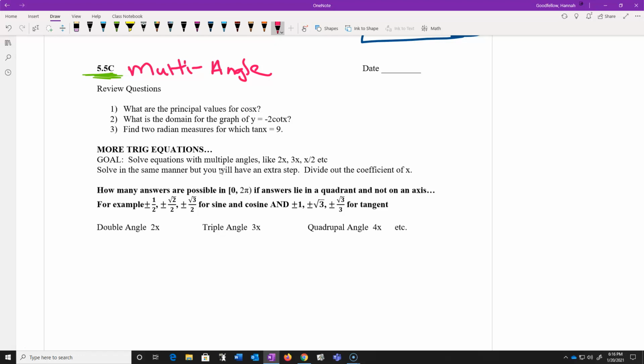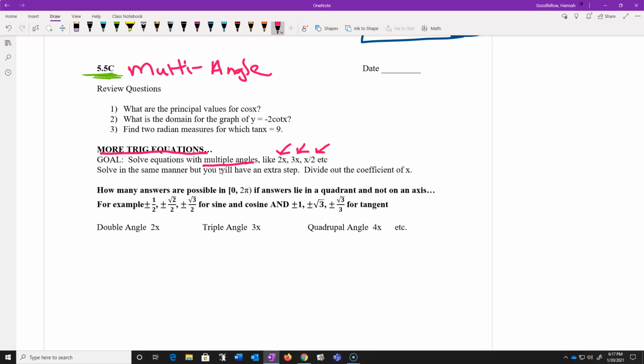So the kind of things we're going to be seeing today is some more trig equations that we're going to be talking about. But we're going to be stuck into situations where we have to solve equations that have multiple angles. For instance, we might be looking at situations where we're dealing with a 2x or a 3x or even, heaven forbid, a half x, and so on.